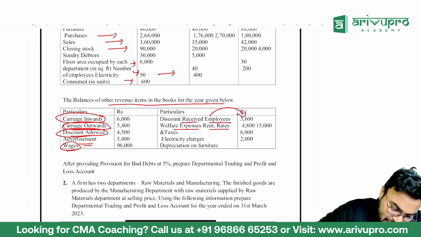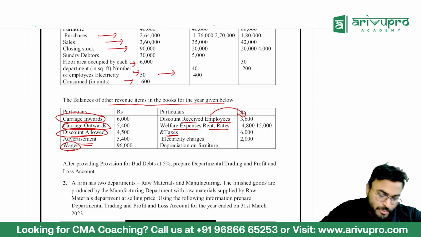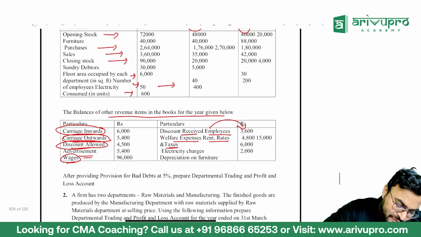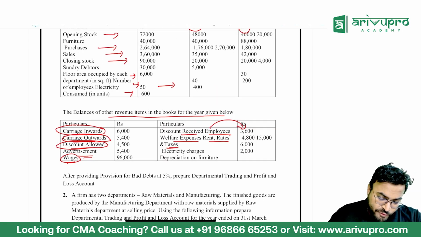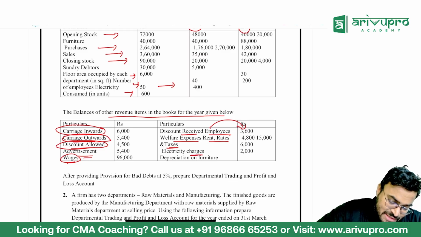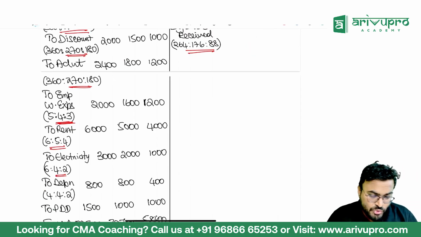Then we have rent, rates and taxes. On what ratio are we going to base it? The floor area that we have. Floor area is 6,000, 5,000 and 4,000. 6 is to 5 is to 4. Then we have electricity charges based on the units consumed. Electricity 6 is to 4 is to 2.